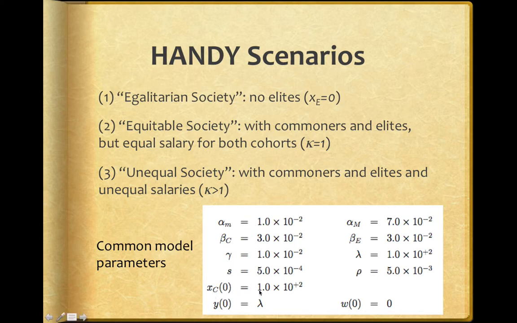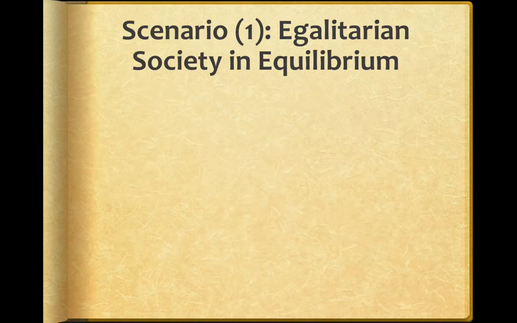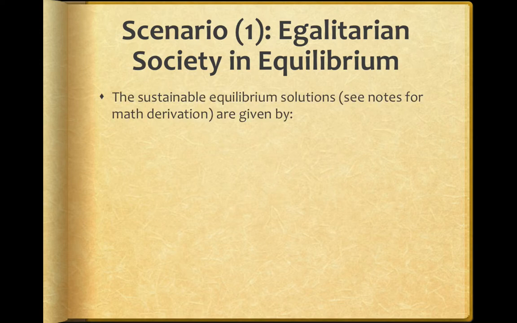You have the initial population of commoners, which is 100. The initial nature is equal to natural capital, and the initial wealth is 0. So these are all common parameters used in these scenarios, and then the different scenarios have different sets of other parameters that you need to introduce. So let's take a look at the first scenario, the egalitarian society in equilibrium.